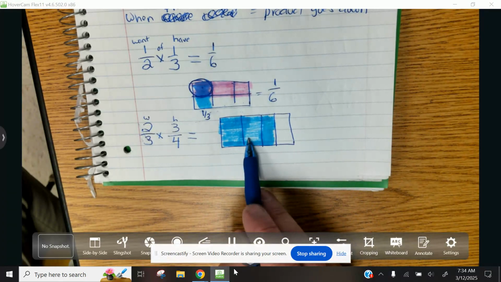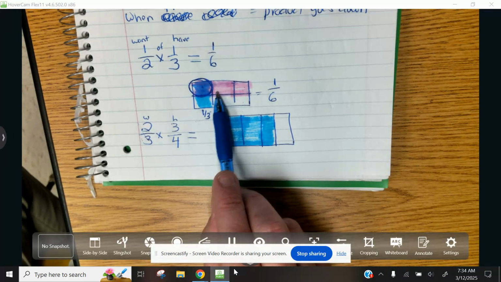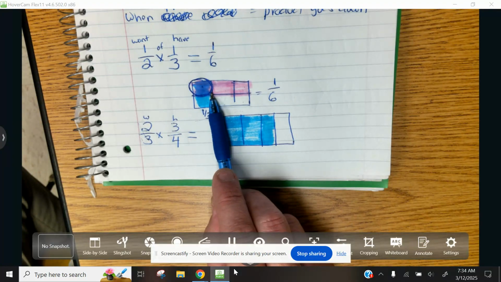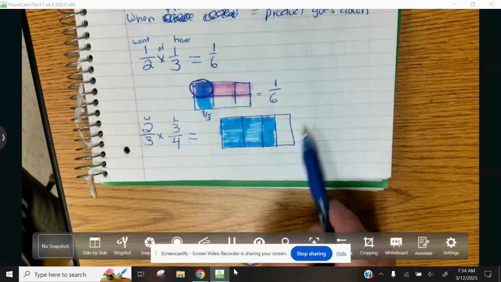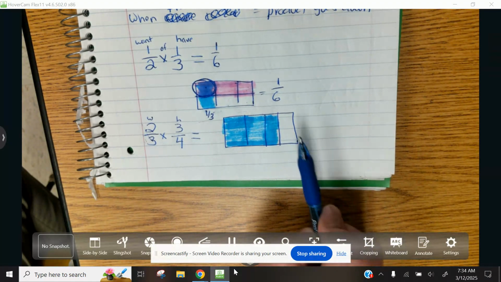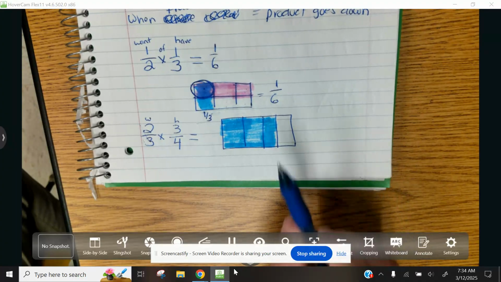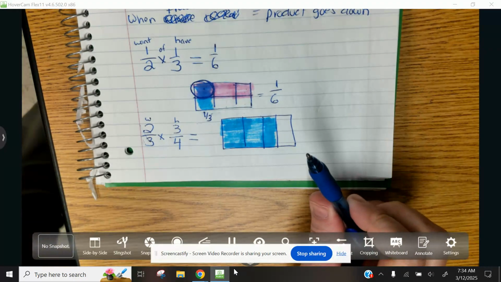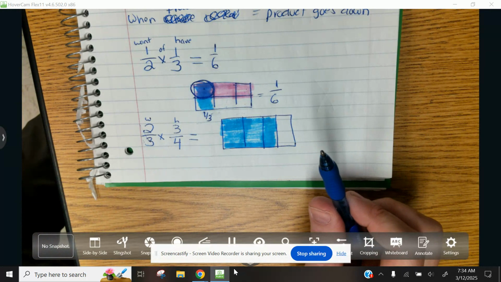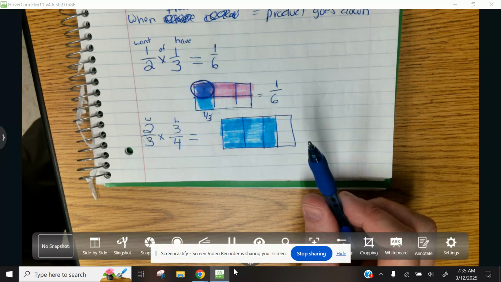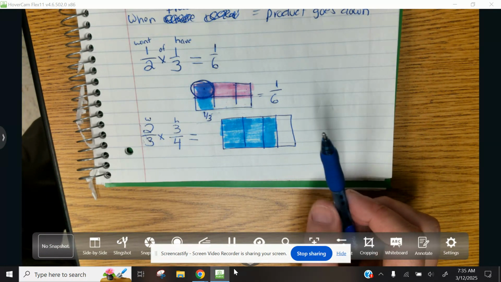But I'm not drawing another one. If you notice, there's only one box here. There's only one whole here because I don't need another whole. I didn't eat the whole thing. So you're going to have to be careful and think about it instead of just being a doer on which model do I draw.